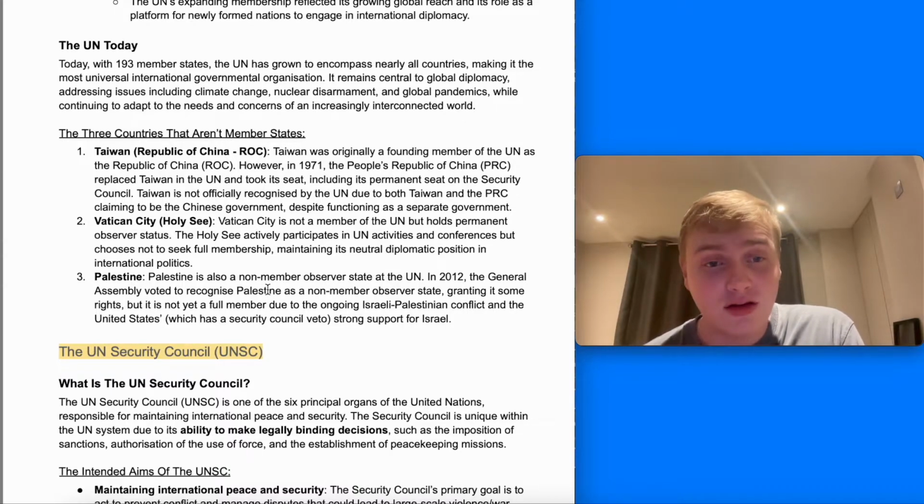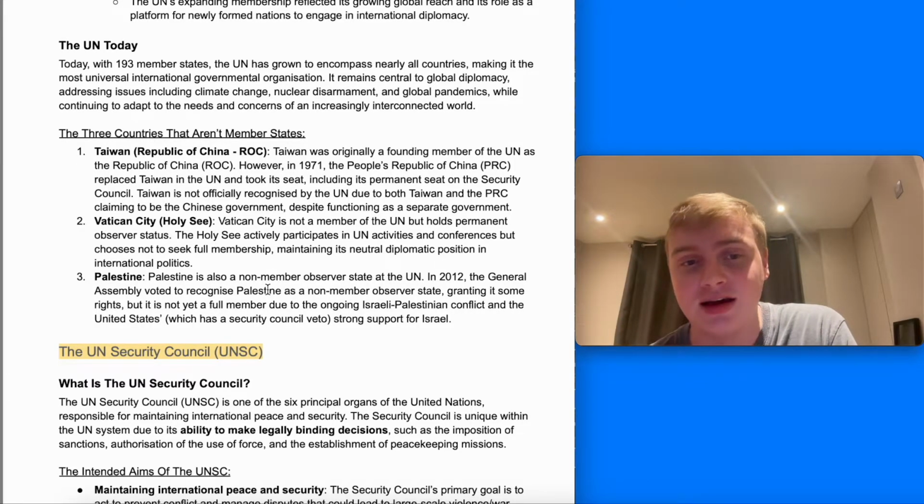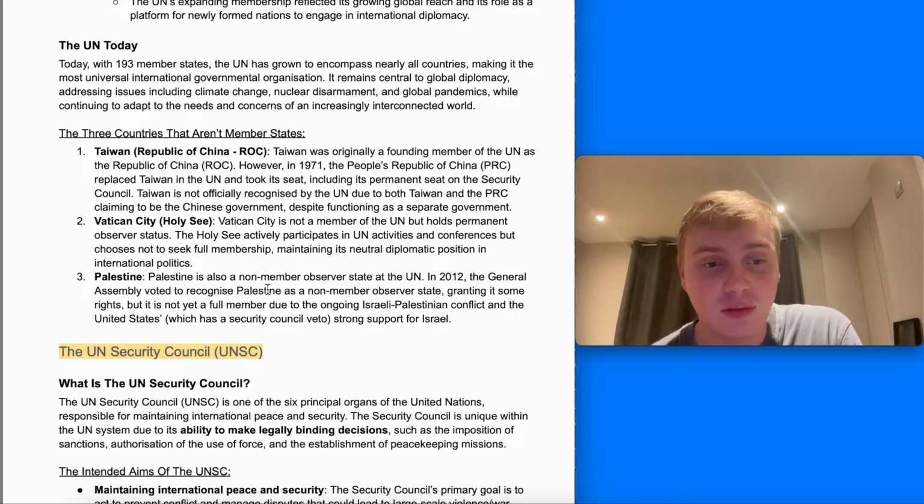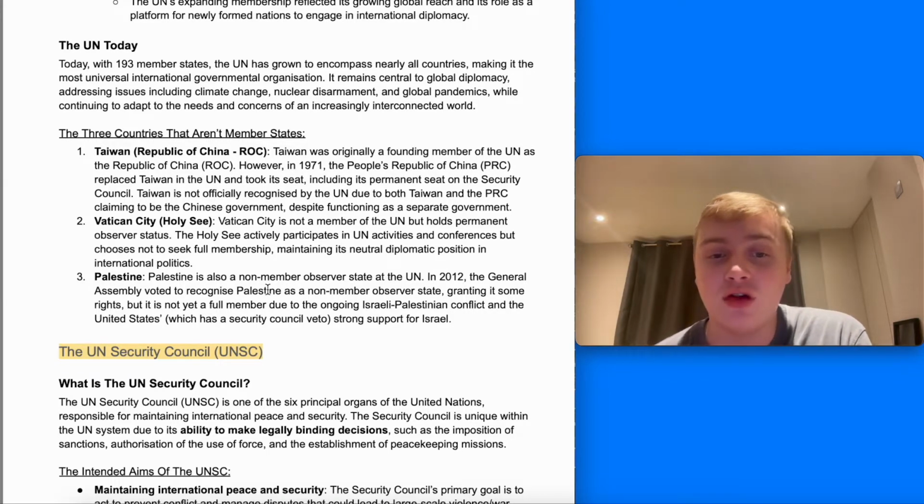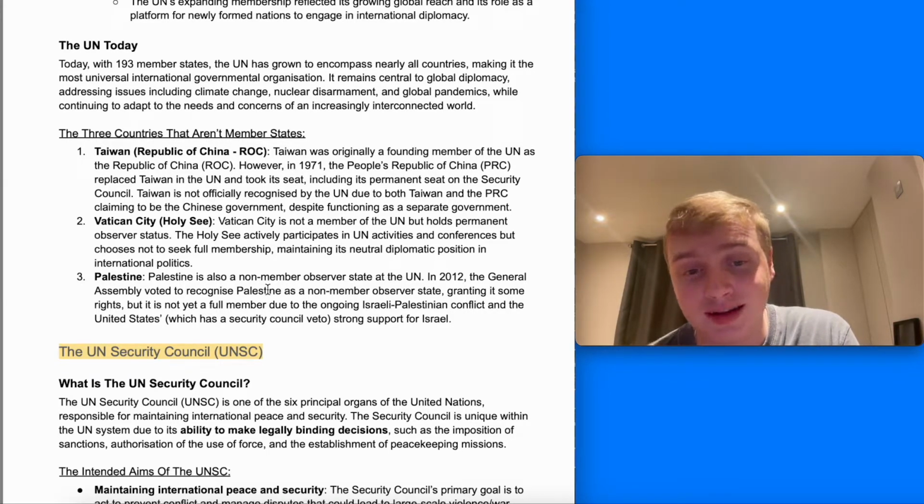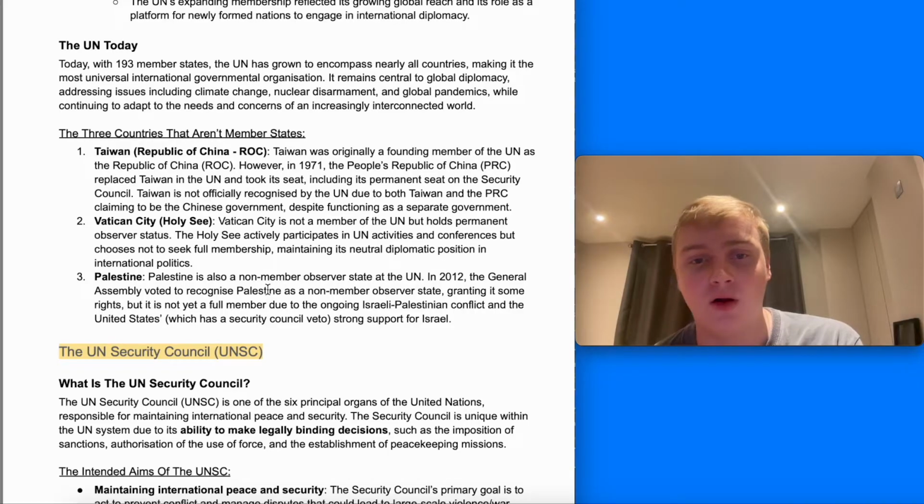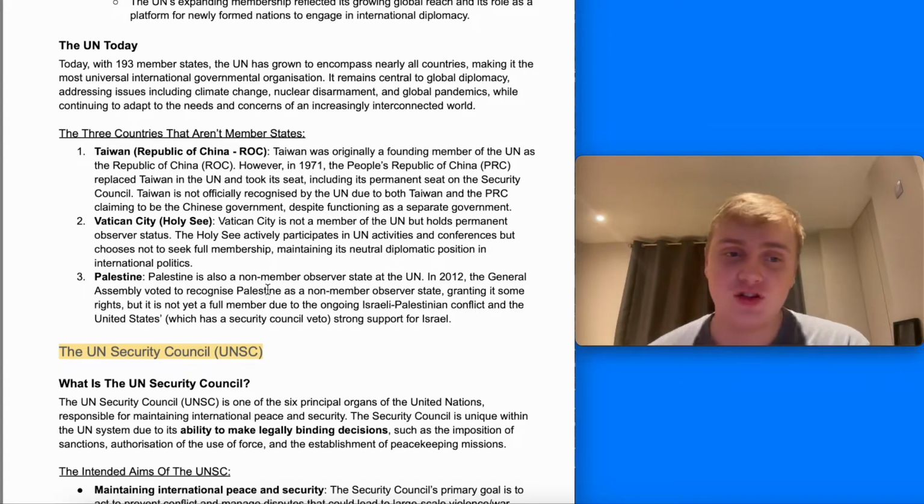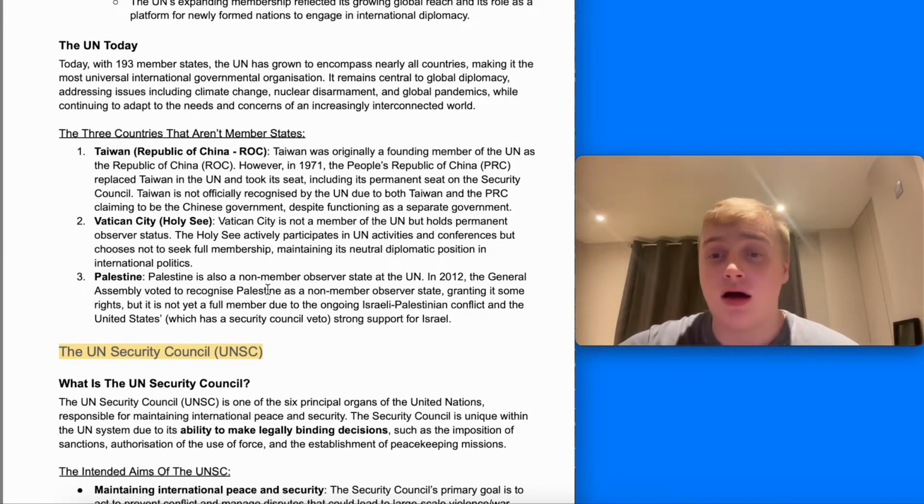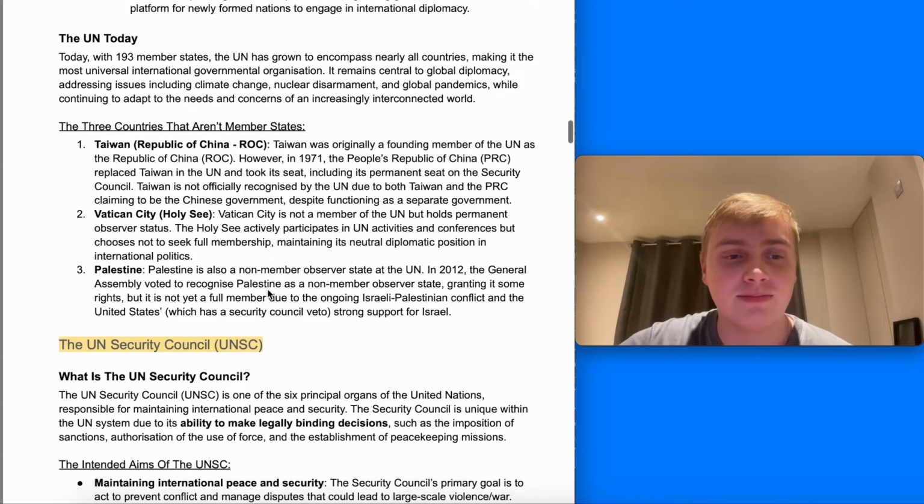Palestine is another one. It's a non-member observer state at the UN. So in 2012, the General Assembly voted to recognise it as a non-member observer state, granting it some rights. It's not yet a full member due to the ongoing Israeli-Palestinian conflict, and the fact that the Palestinian state and the Israeli state claim a lot of the same land, and crucially the fact that the United States, which has a Security Council veto, strongly supports Israel. So it's really kind of prevented that recognition of Palestine as a state.